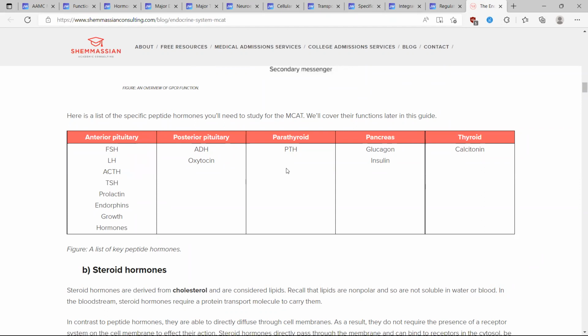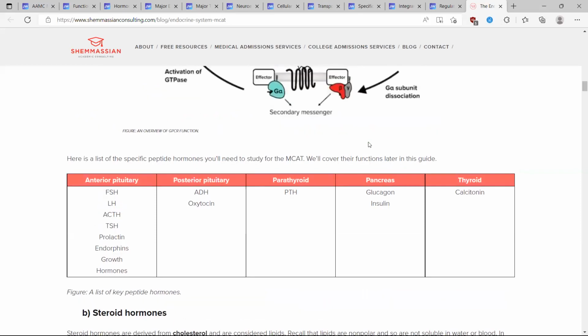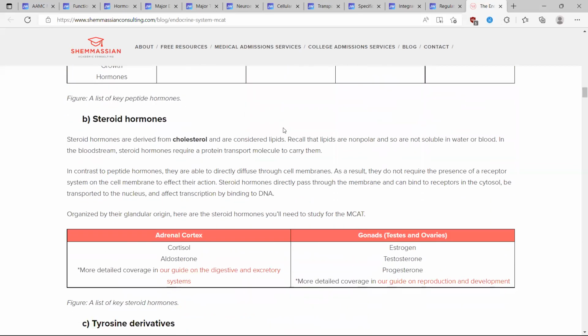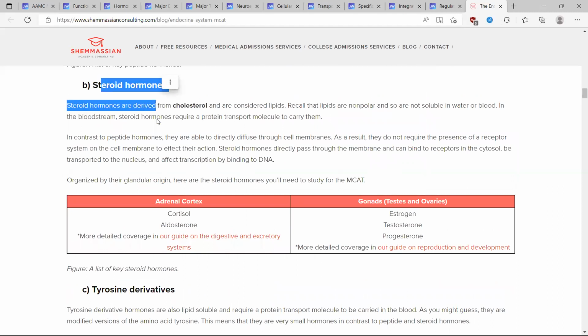It seems intimidating at first, but if you understand it in terms of a system, it becomes easier to understand. For example, glucagon and insulin are just two different options for regulating blood sugar. So if you think of it as a system, it's easier to understand. We're going to deep dive into each of these hormones in a second. Let's talk about the other two types of hormones.